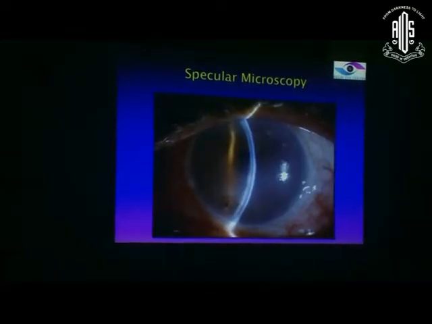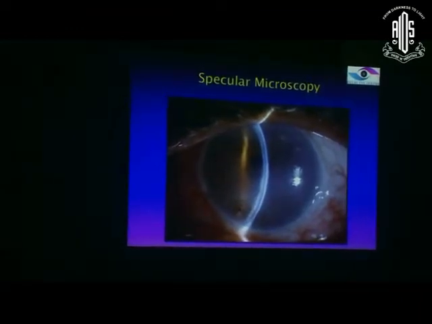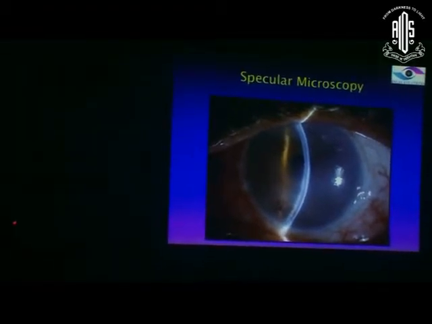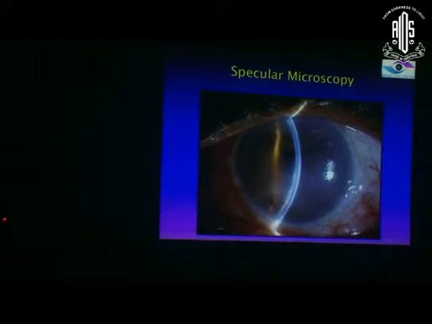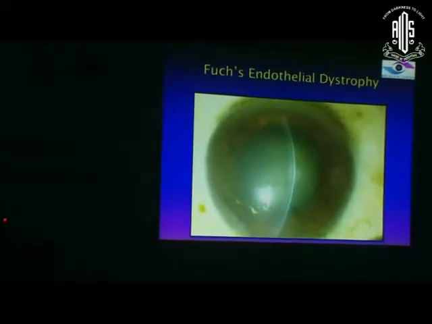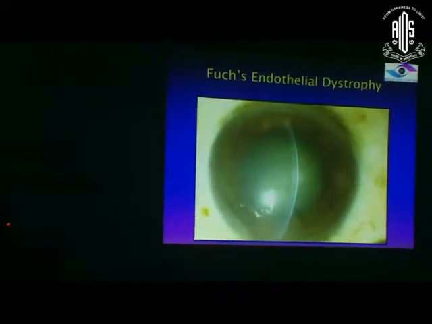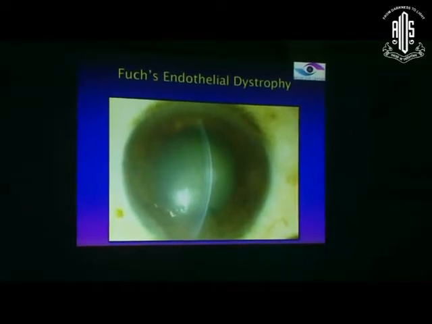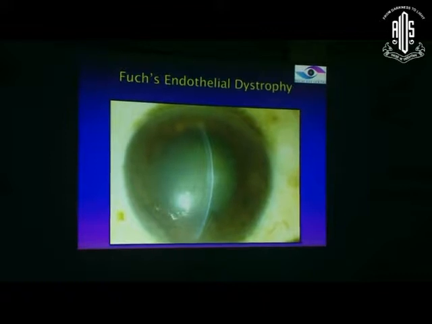And this is the other eye of the same patient. So this patient had undergone cataract surgery elsewhere 2 years back, and this eye has now decompensated and needs an endothelial keratoplasty. So sometimes these cases progress further and they actually develop corneal edema, and the patient can complain of blurring of vision, especially in the morning, as well as glare.